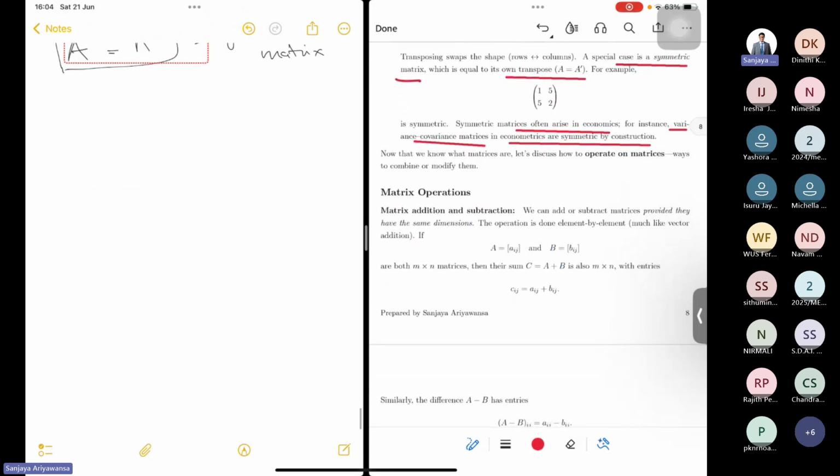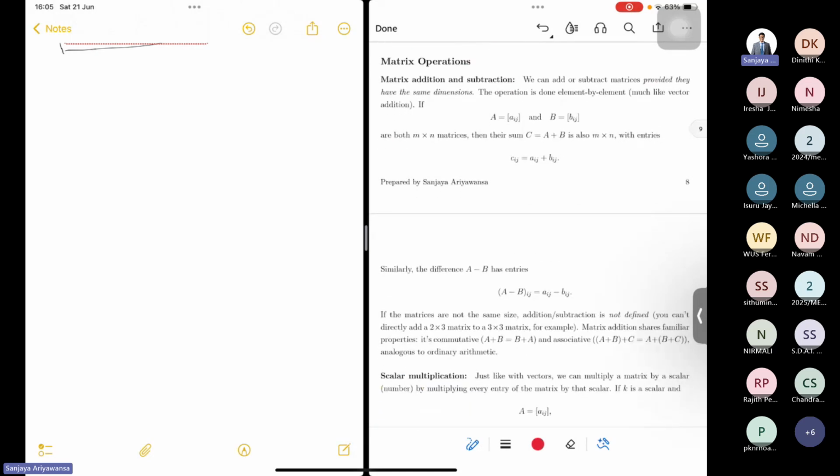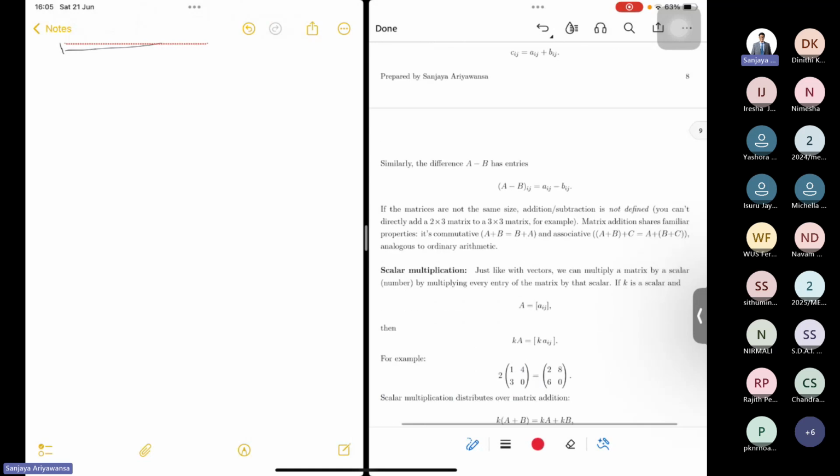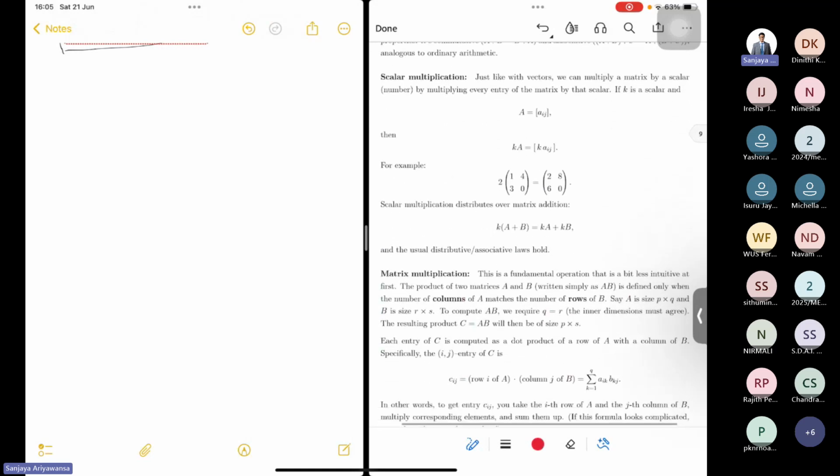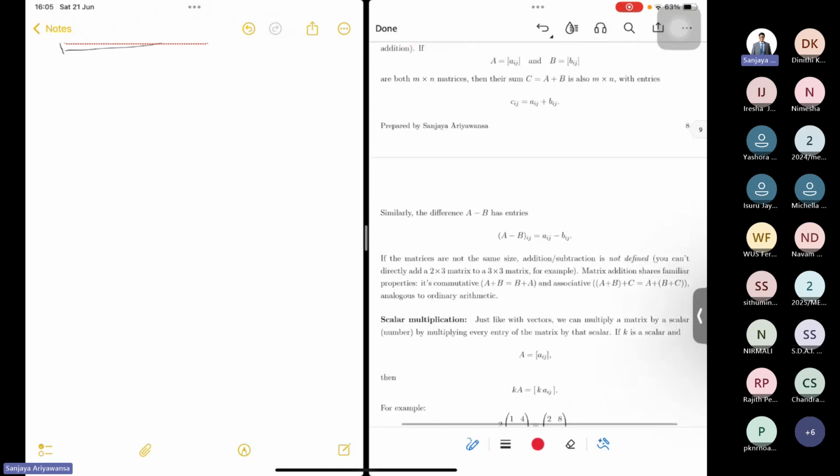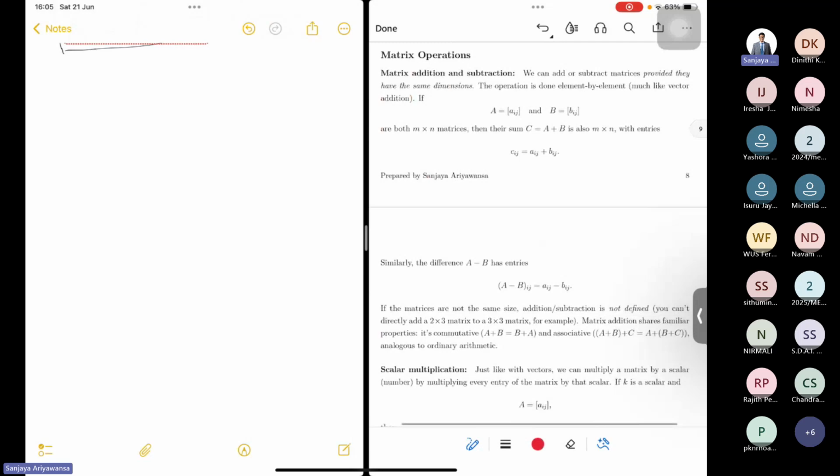So similar to vectors, you have matrix operations in terms of matrix addition, scalar multiplication, and matrix multiplication. So let's take a look at matrix operations first in terms of matrix addition and subtraction. Very similar to vectors.